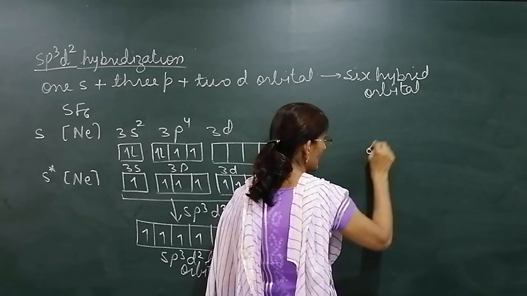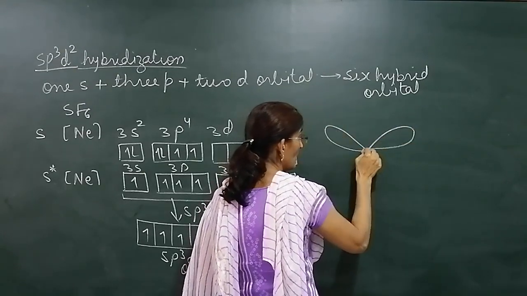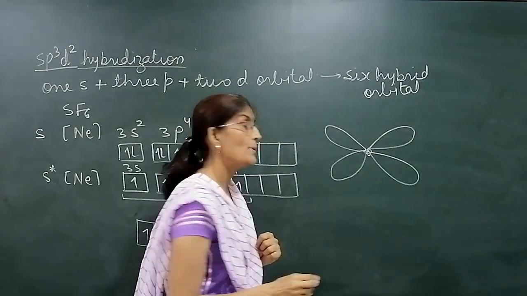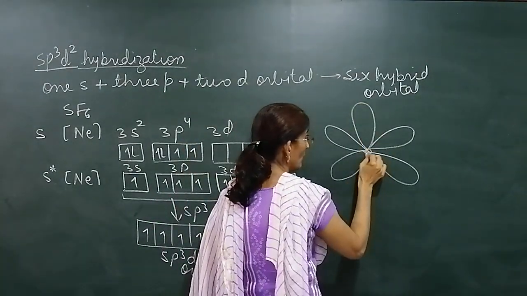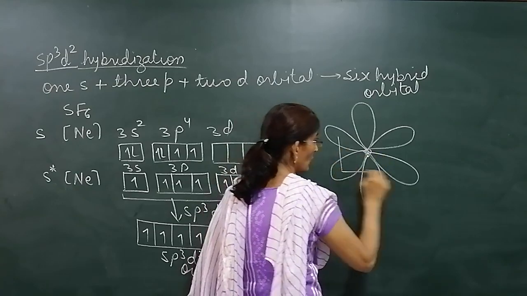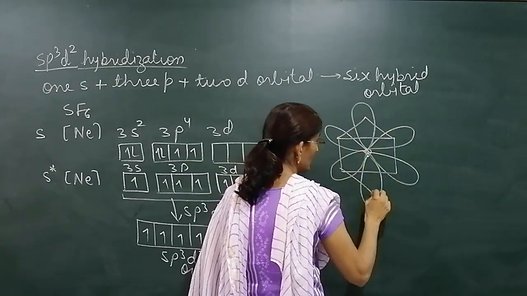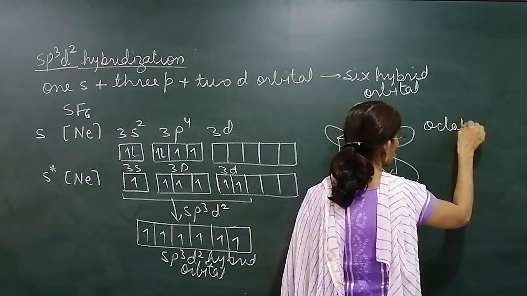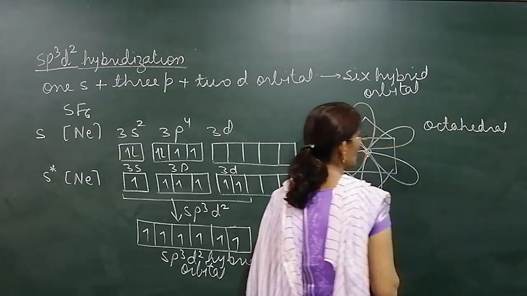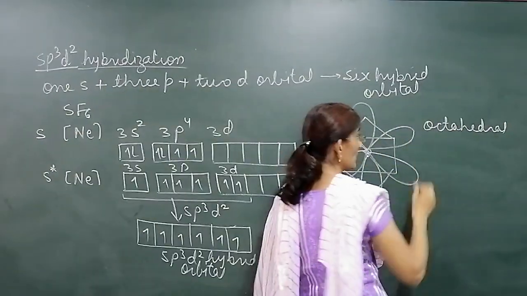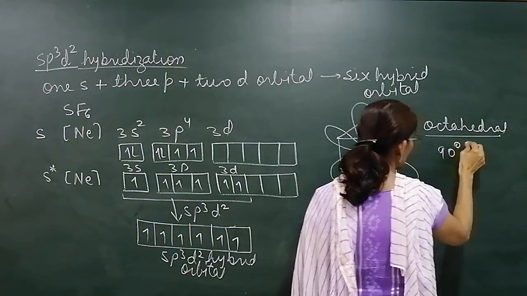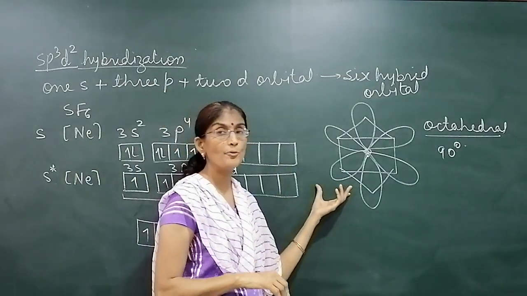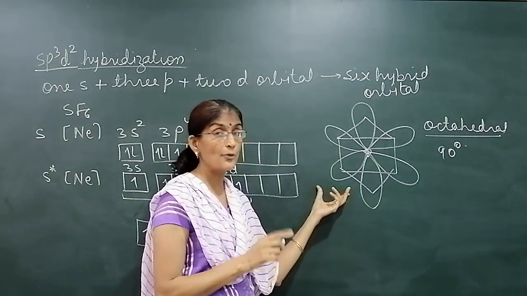Four hybrid orbitals are arranged at an angle of 90 degrees at the corners of a square. One hybrid orbital lies above the plane. One will lie below the plane. What is the shape? Octahedral. All the bond angles are 90 degrees and the shape is octahedral. So whenever there is sp3d2 hybridization, the shape is octahedral and the bond angle is 90 degrees. Clear? These are the orbitals of SF6, that is, sulfur orbitals.